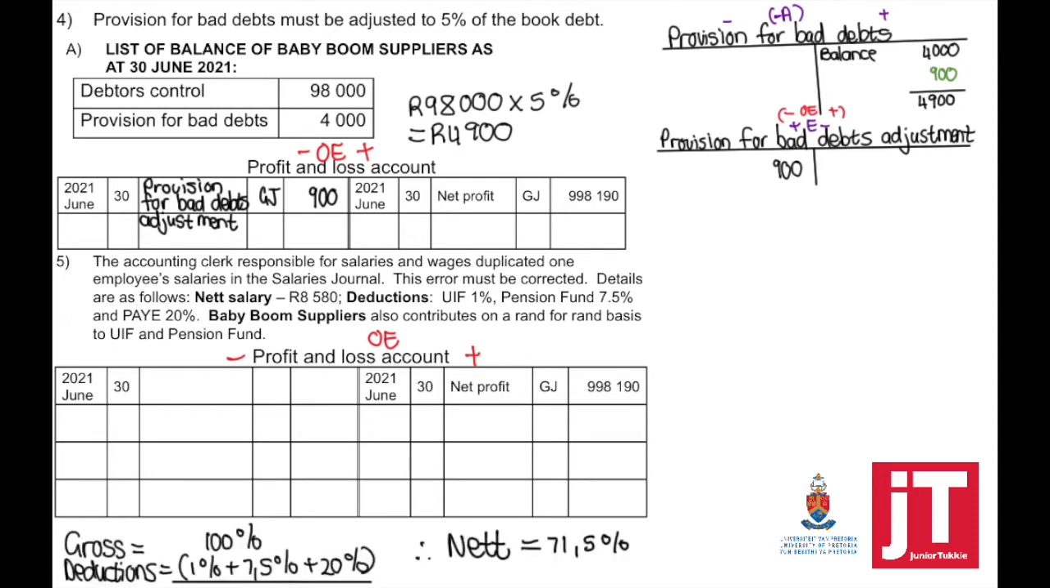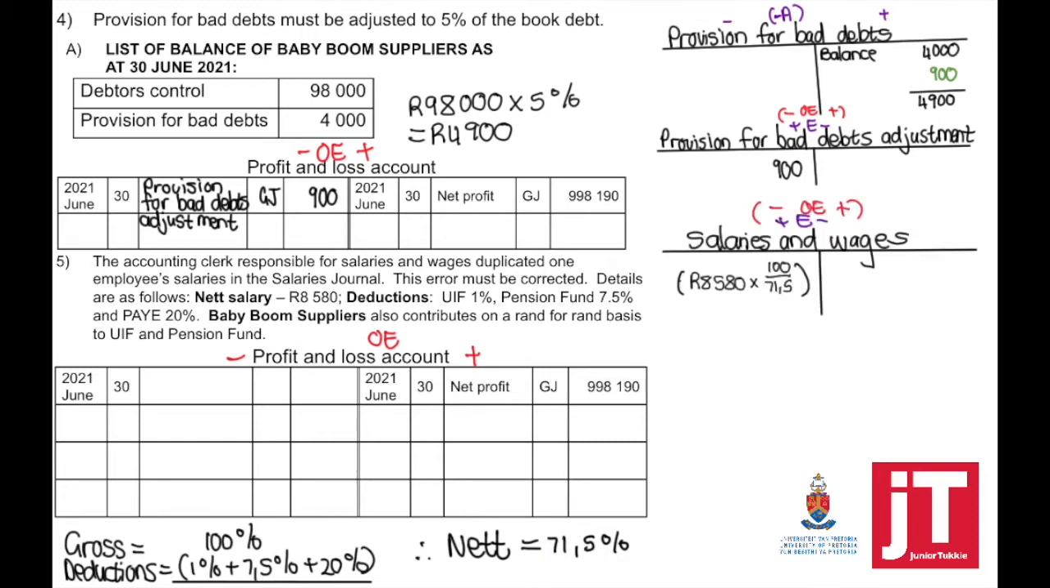So how do we approach this? The gross salary is always equal to 100%. The total deductions, 1% plus 7.5% plus 20%, equals 28.5%. So 100% minus that equals the net salary, which is equal to 71.5%. So to work out the salary, we are going to take the net salary times 100 divided by 71.5. That equals the gross salary.